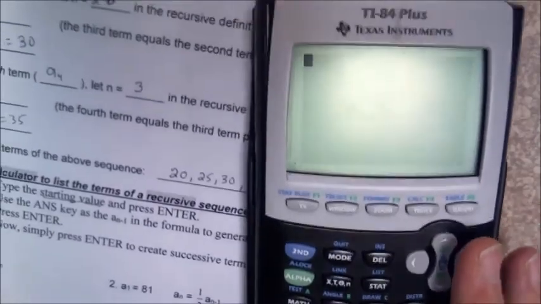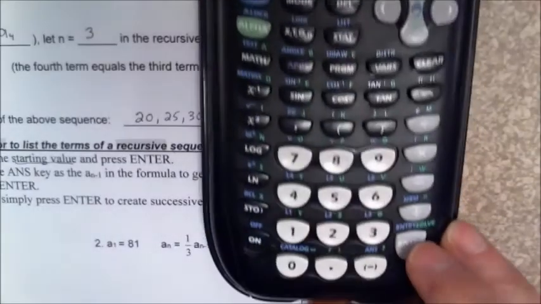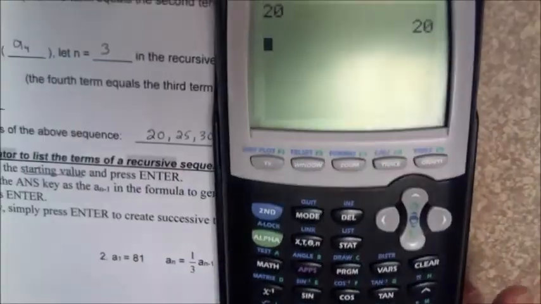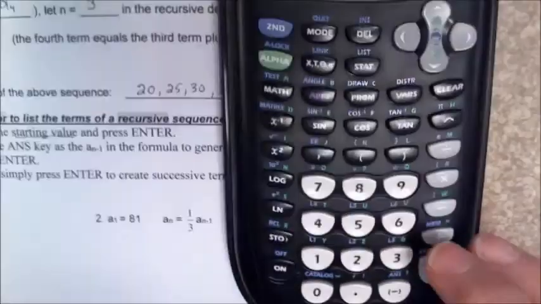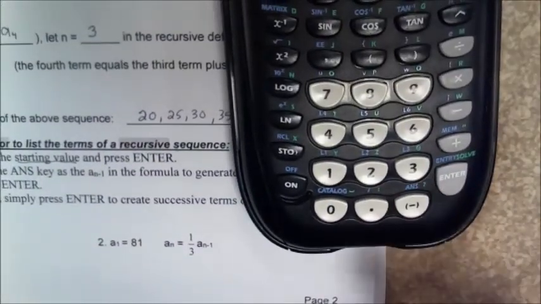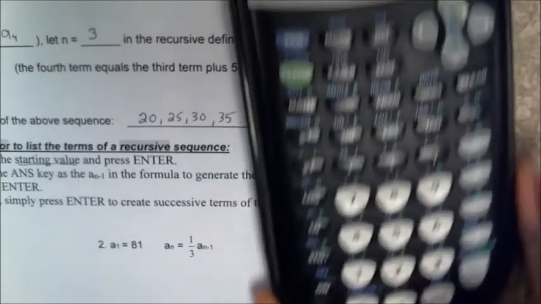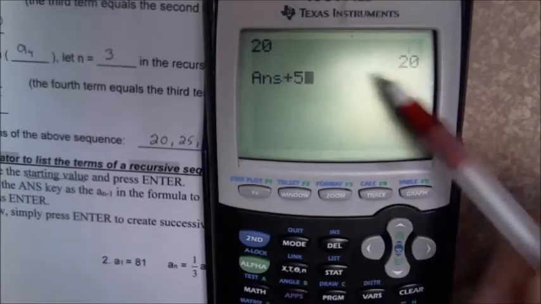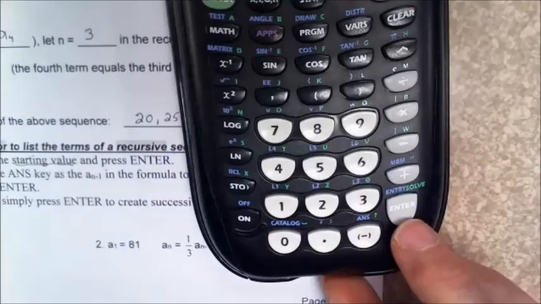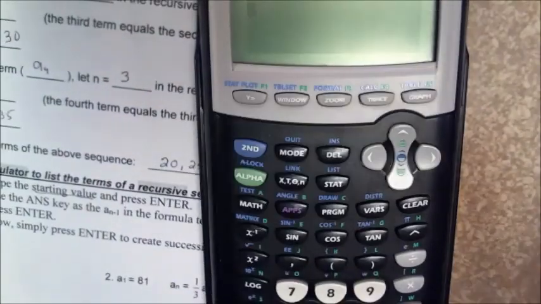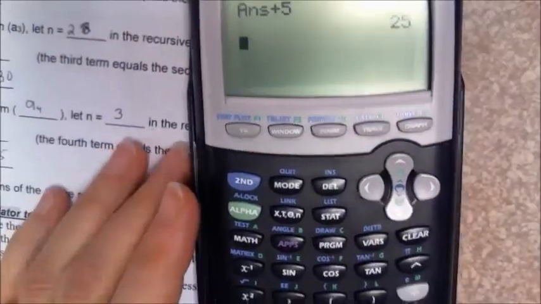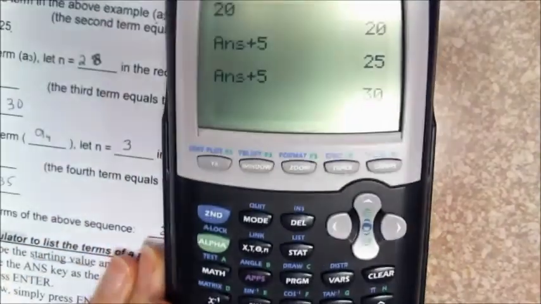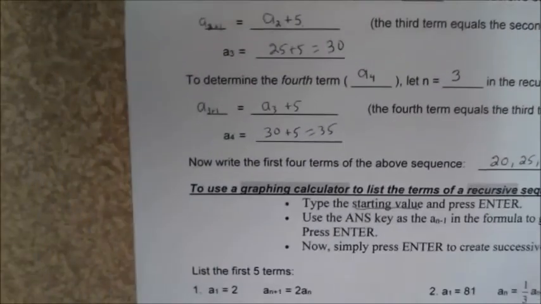So let's clear that out, and I'll show you again. You type in 20, whatever your first term is, and hit enter. And then second negative is ANS. You see the little blue ANS, second negative. So then the recursive definition says you're going to add 5. That's the previous term. And then you're going to hit enter, which will give you that 25. And like I said, just keep hitting enter. Hit enter, hit enter, and just keep hitting enter. And you keep going up the recursive sequence.